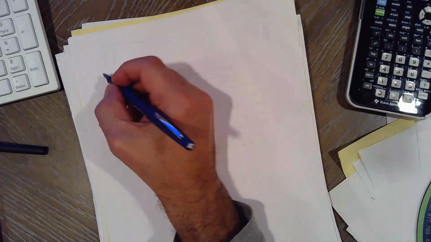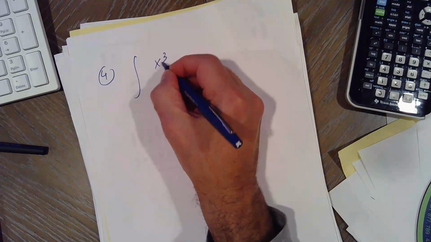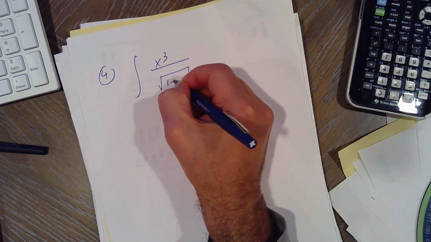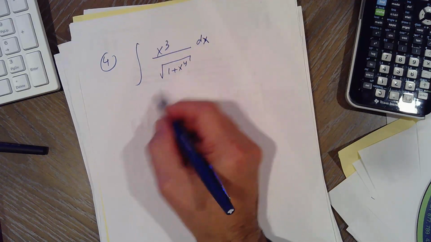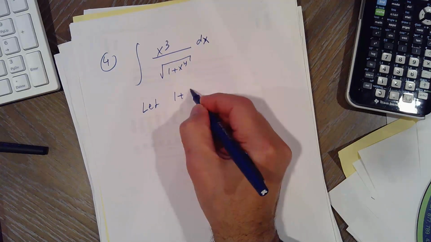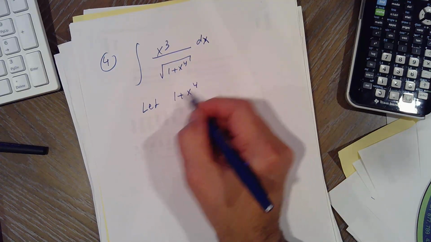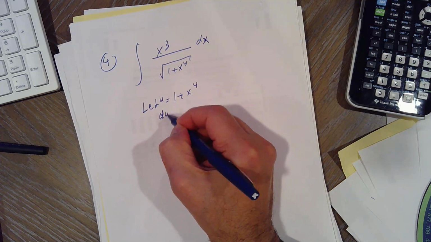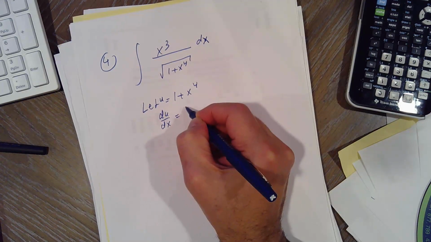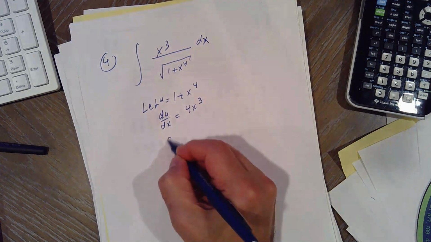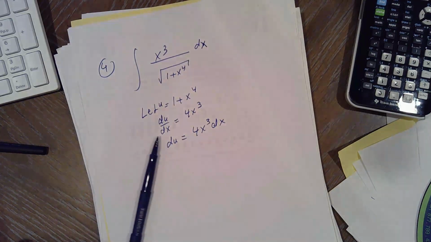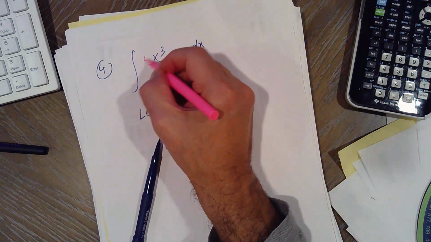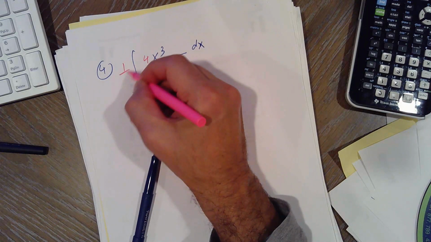Example 4, the integral of x cubed over the square root of 1 plus x to the 4 dx. Again, we let u, which is the highest power, 1 plus x to the 4, equal u, so du by dx is 4x cubed, so du is 4x cubed dx. We already have x cubed dx, we're missing a 4, so to make up for that, we divide by 4.